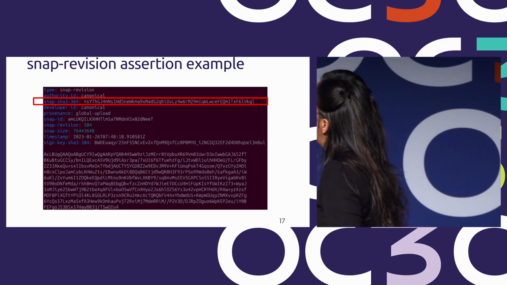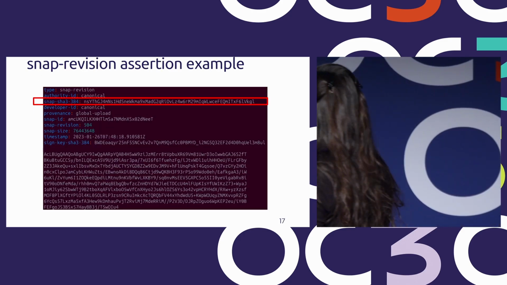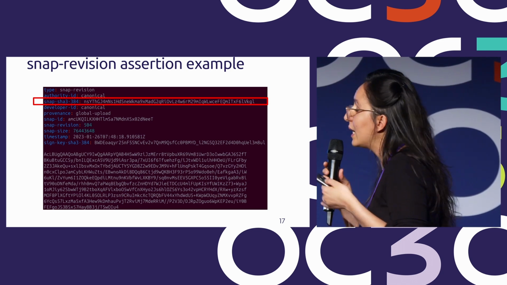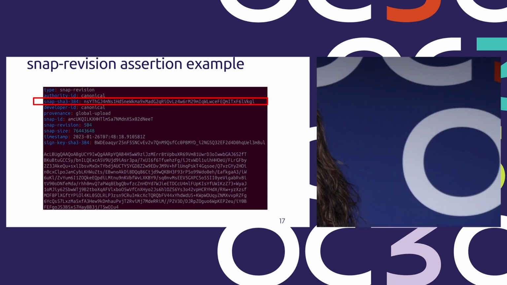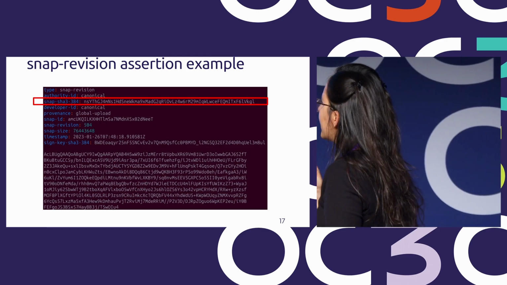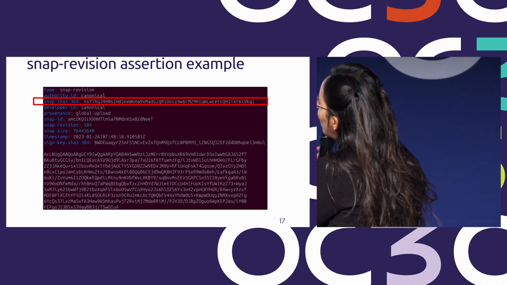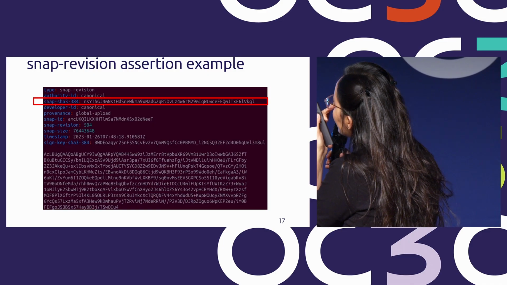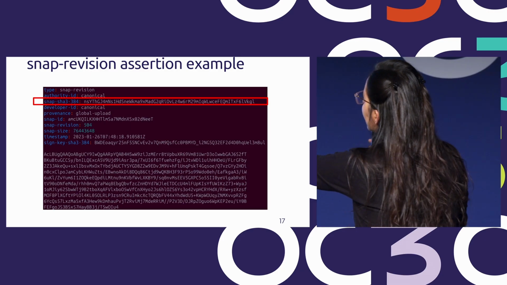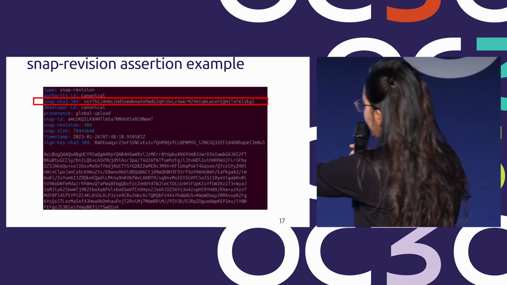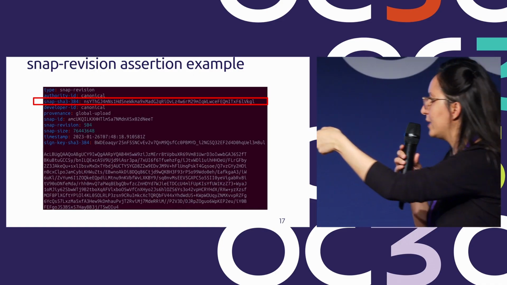So this is an example of a snap revision assertion, something that will get generated once you have uploaded a new version of your snap. And I'm highlighting here the hash of that particular snap, and you can see other metadata attributes like who owns it, the revision number, and then you see here at the bottom the signature over it.